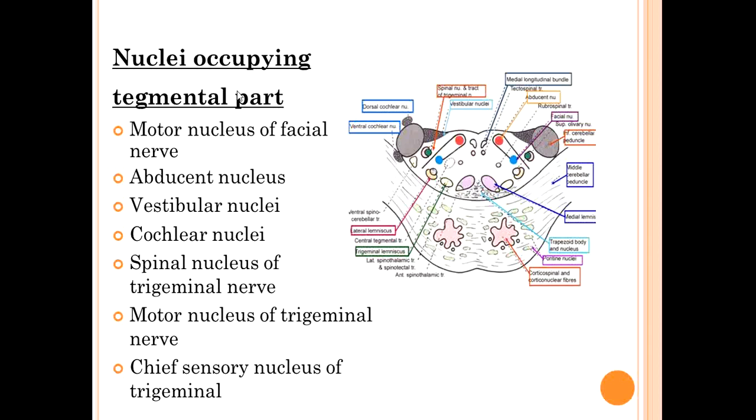What are the nuclei present in the tegmental part? The tegmental part is this part. You can see the 7th nerve nuclei, the 6th nerve nuclei, then here is the spinal nucleus of the trigeminal nerve. This abducent nucleus is the 6th nerve nucleus, and this one is the 7th nerve nucleus, the motor nucleus of the facial nerve. Then here will be the vestibular nuclei, somewhere here. Then the chief sensory nucleus of the trigeminal and the motor nucleus of the trigeminal, all present in the tegmental part.